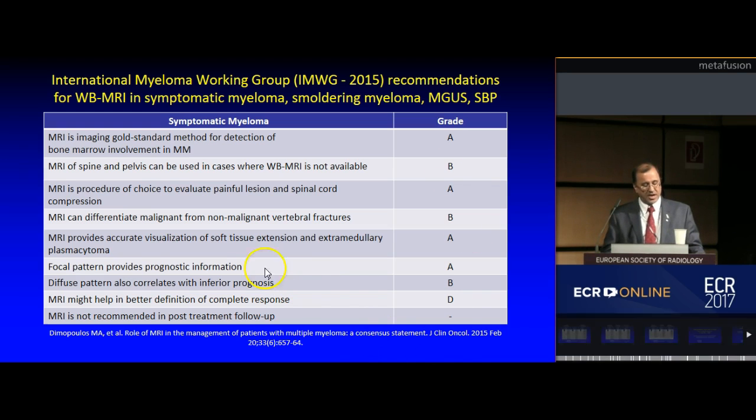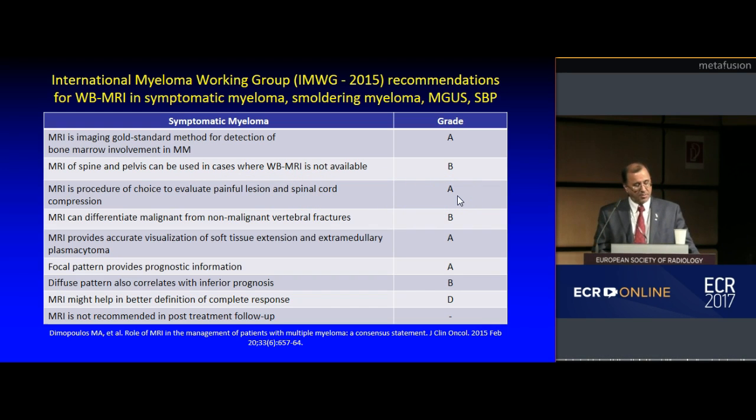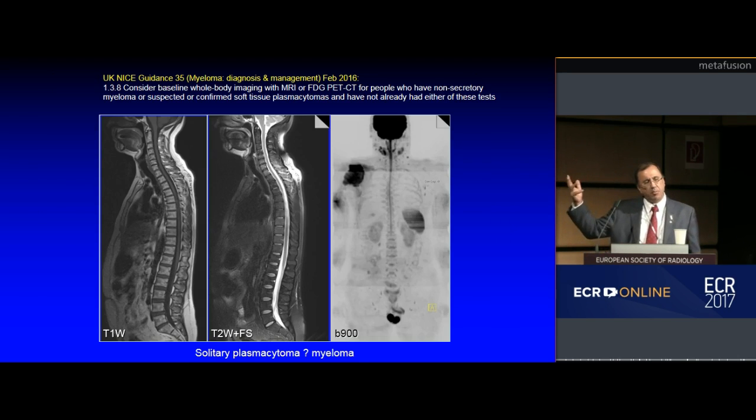Look what it says here. MRI is the procedure of choice for evaluating painful lesions of the spinal cord and cord compression. I think all of us can agree with that. MRI provides visualization of soft tissue extension and extramedullary plasmacytoma, grade A. So these are all grade A recommendations. You should be thinking about doing this in your own clinic. So this is an example of a plasmacytoma. This is our own UK NICE guidelines saying exactly the same thing.